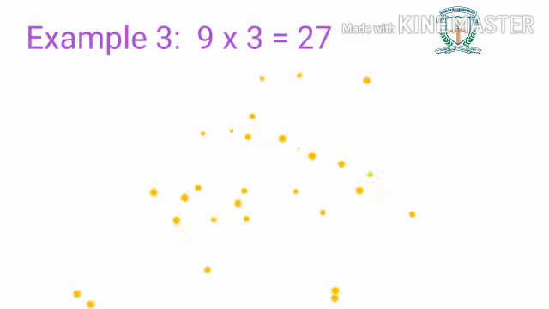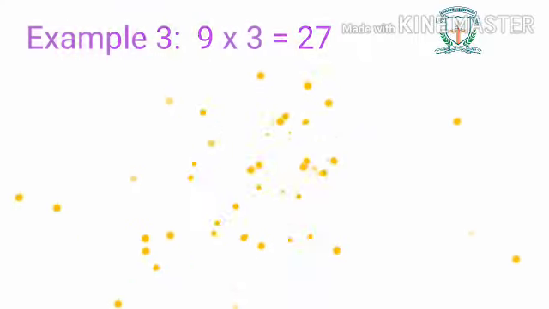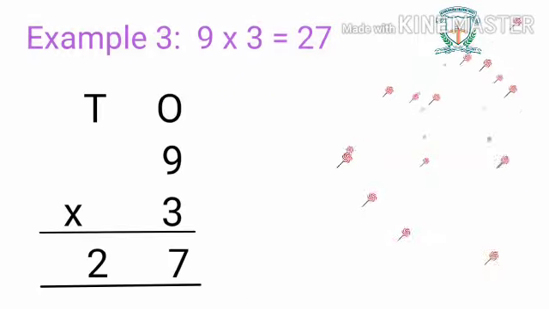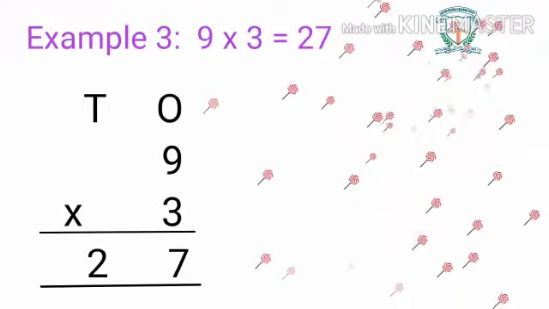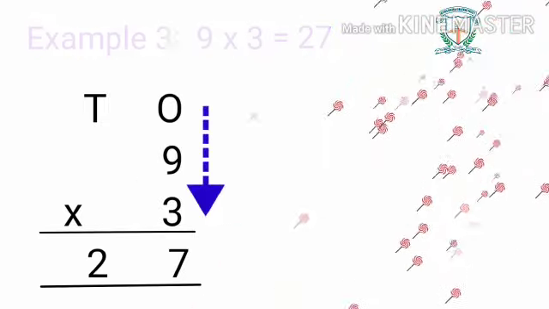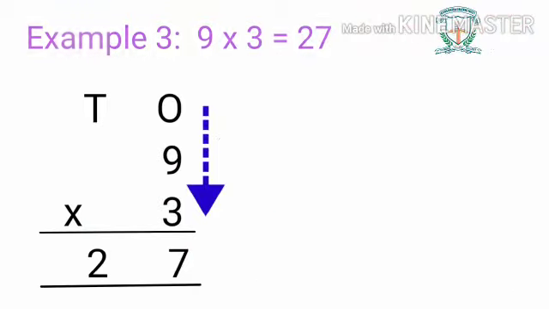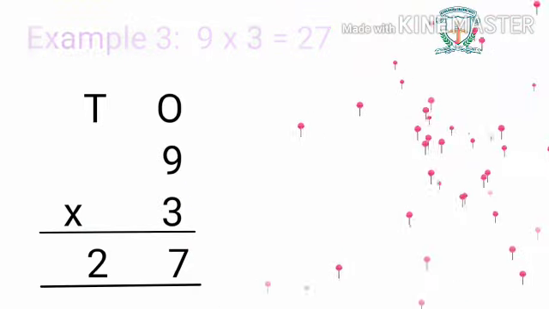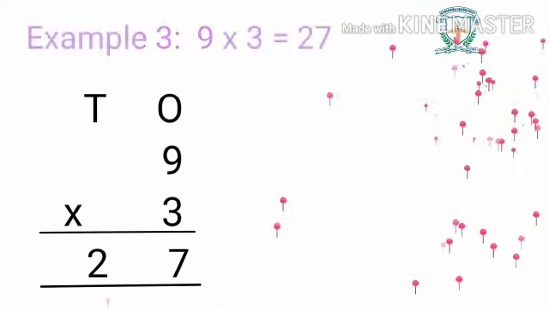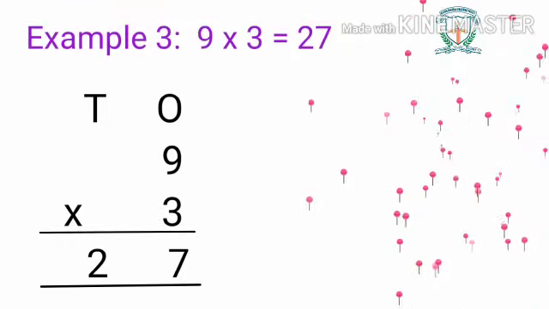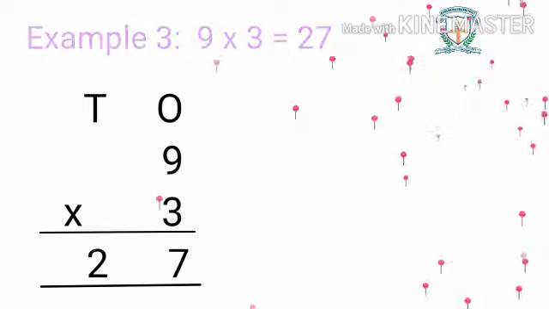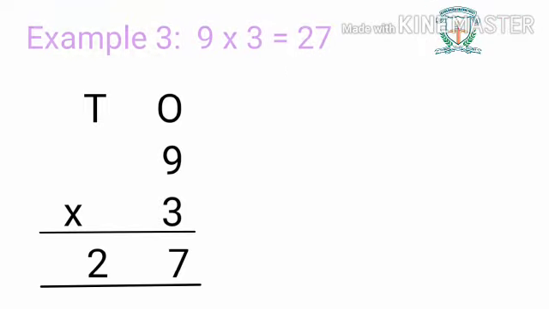Third example, 9 multiplied by 3 is equal to 27. Here 9 is a one-digit number and 3 is also a one-digit number. To multiply vertically, first let us arrange them according to their places. Since 9 and 3 are one-digit numbers, we write them in one's place, one below the other.